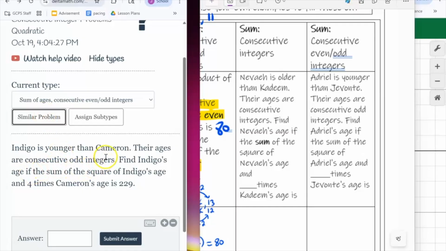Okay, here's a younger one. It doesn't matter. I just don't want to rewrite my question. All right, so younger than Cameron, the ages are consecutive odd integers. Okay, and there we go. It's odd on this question too.